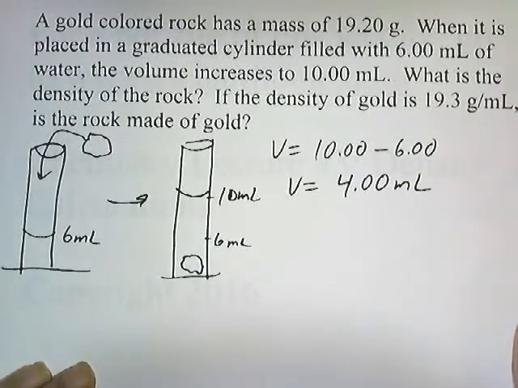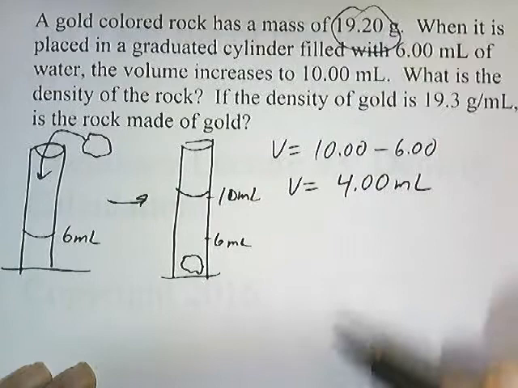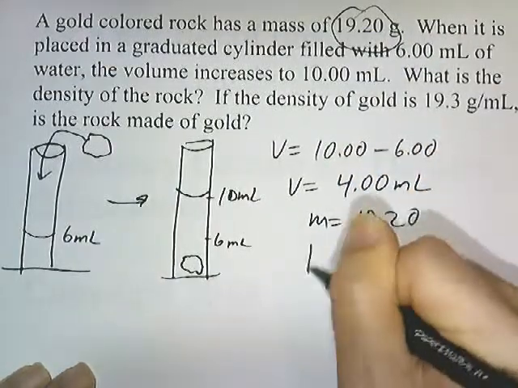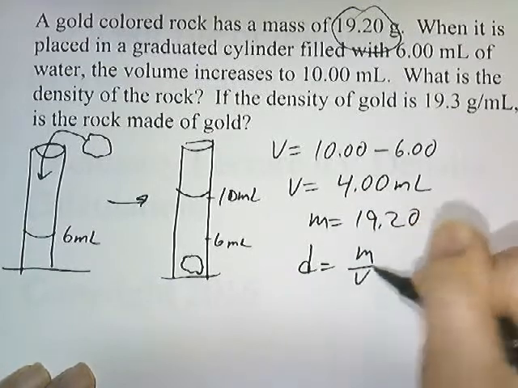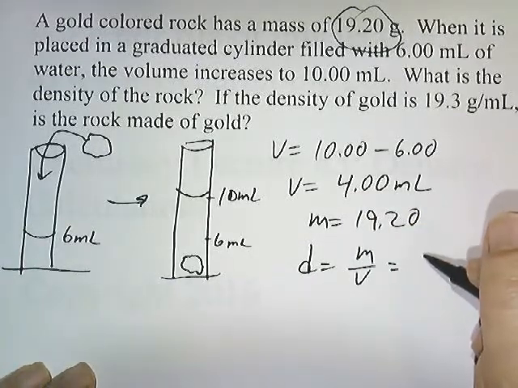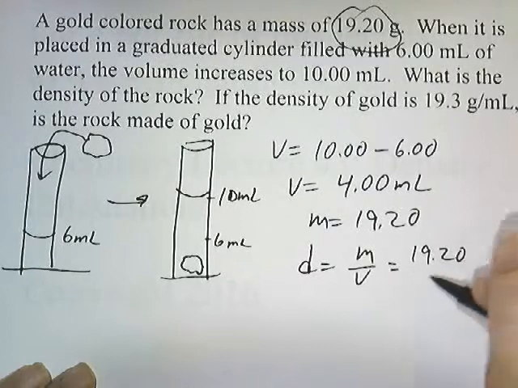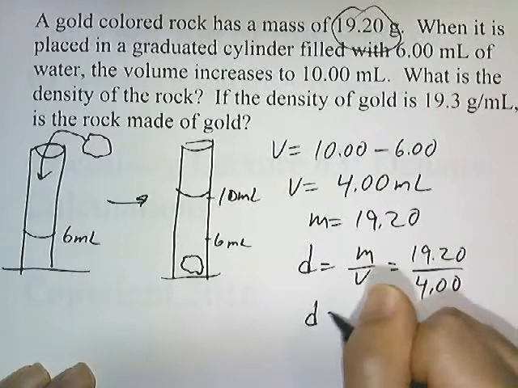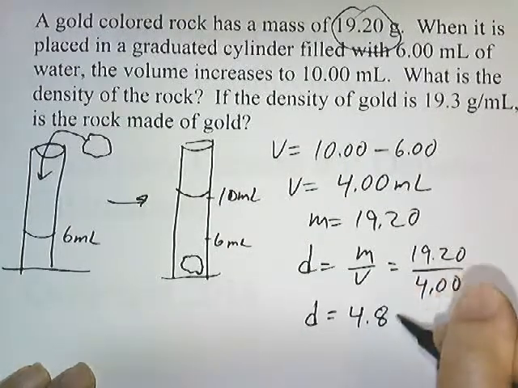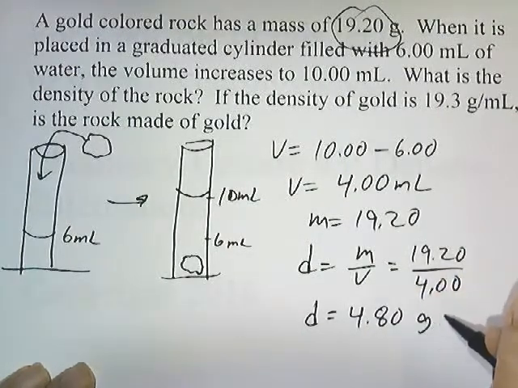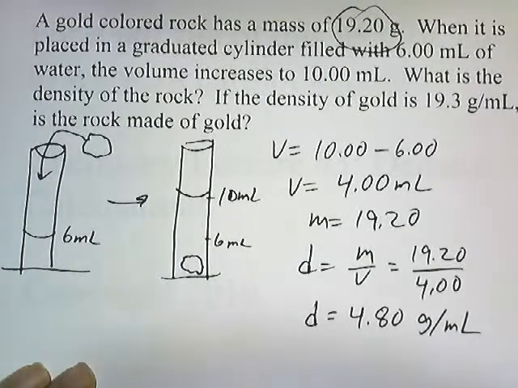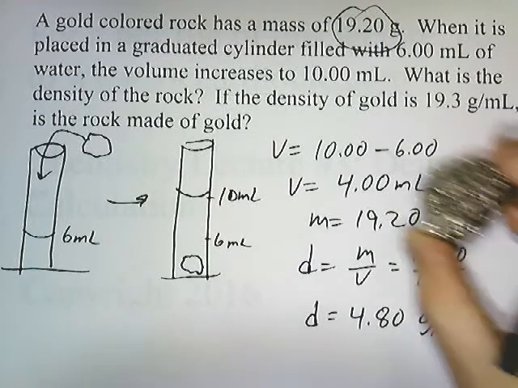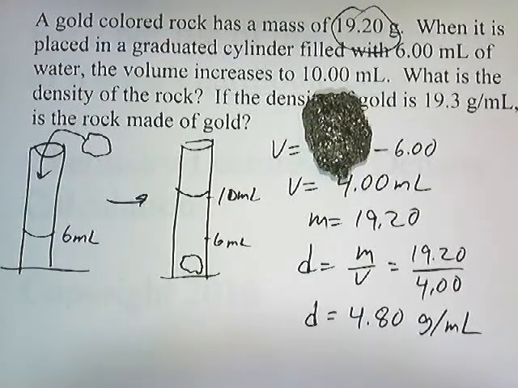The mass of our rock is right here, grams. So m equals 19.20. D is m over v. Mass is 19.20. Volume is 4.00. Our density then works out to be 4.80 grams per milliliter. And at that density, that tells us that our rock here is not real gold.